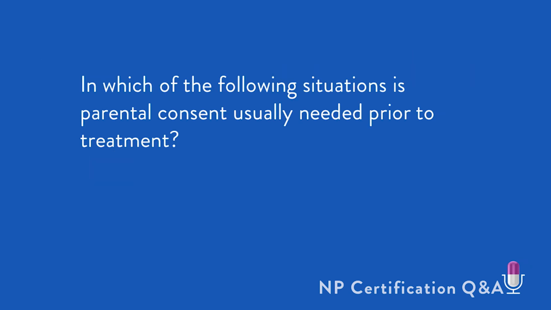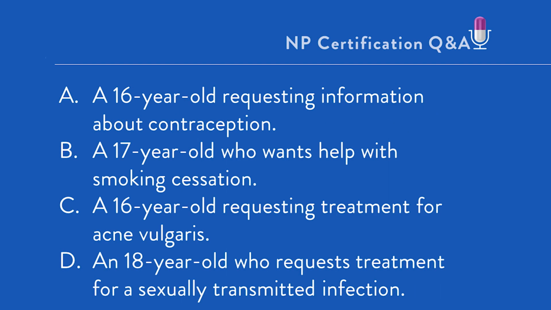In which of the following situations is parental consent usually needed prior to treatment? A, a 16-year-old requesting information about contraception. B, a 17-year-old who wants help with smoking cessation. C, a 16-year-old requesting treatment for acne vulgaris. D, an 18-year-old who requests treatment for a sexually transmitted infection.